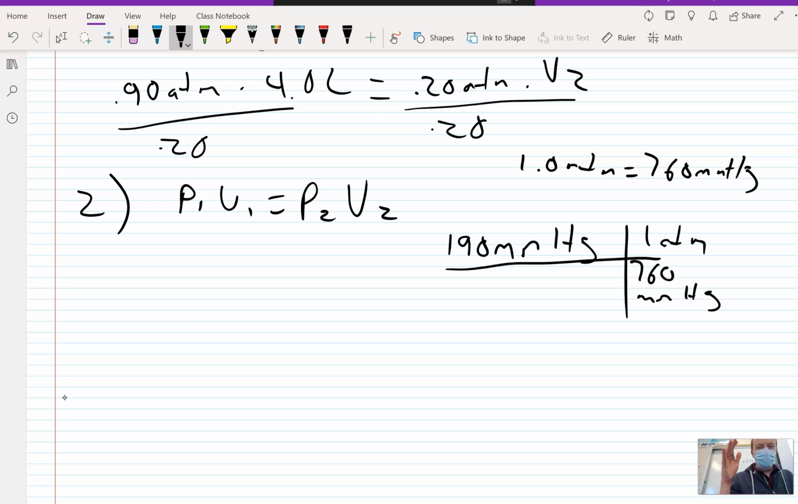So again, you always start with what you're trying to convert. Figure out your conversion factor. What goes up must come down. So the 760 is in the bottom. And so therefore it's 0.25 atmospheres, and that's what I should use to solve it.